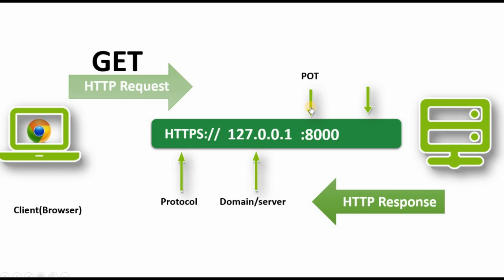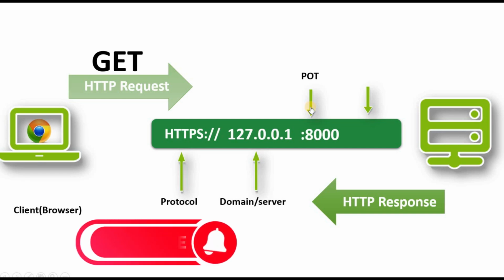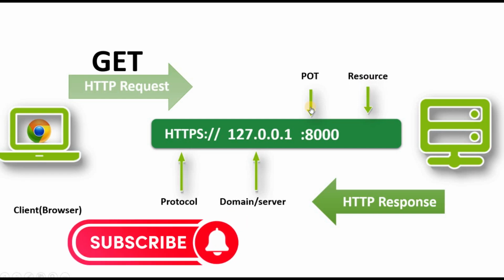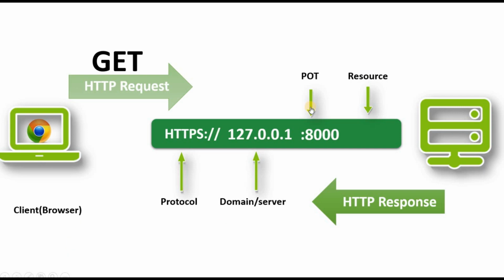But if you're using Flask, you normally get 5000. This is how the port looks. And then next, you need to specify the resource. Now you've got the protocol, you've got the domain name, which is the computer where you want to access the resource itself, and then the port for entering into the storage for your resources. And then you have to specify the resource.